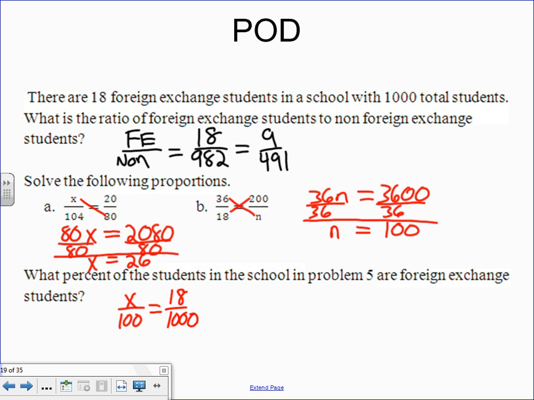Okay, cross multiply, you're going to end up with 1,000x equals 100 times 18 is 1,800. Divide by 1,000. And we get x equals 1.8%. So 1.8% of those students are foreign exchange students.